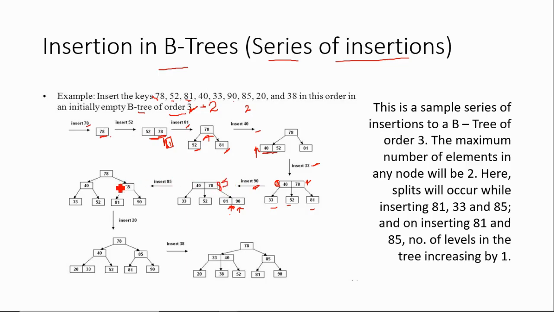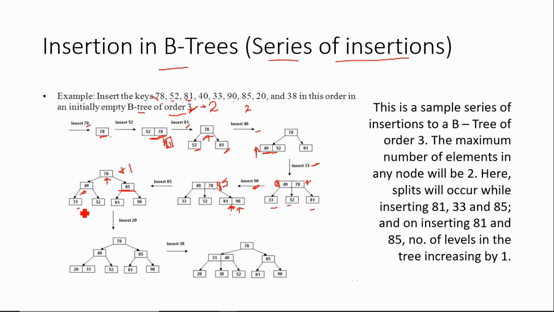Now here also a split occurs, and 78 is shifted to the next level, so we get another level, another +1 level. So here is the final tree. It looks a bit like a binary search tree, but it is not a binary search tree, it is a B-tree.